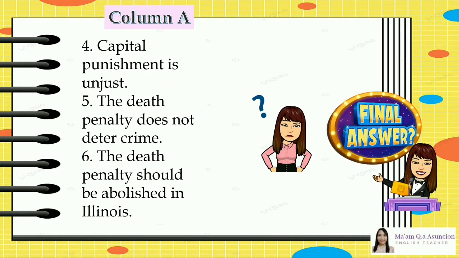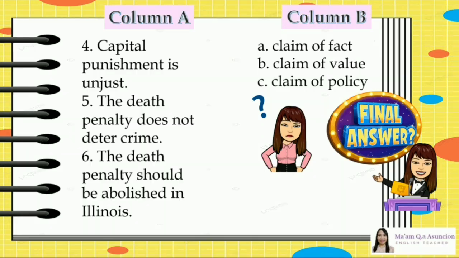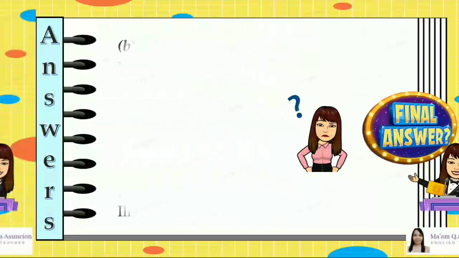Number 4, capital punishment is unjust. Number 5, the death penalty does not deter crime. And number 6, the death penalty should be abolished in Illinois.